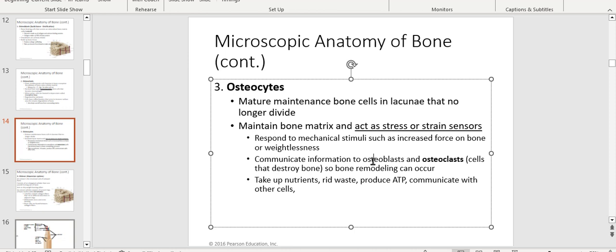Osteocytes communicate information to the osteoblasts and osteoclasts for bone remodeling, take up nutrients, rid waste, and produce ATP, adenosine triphosphate, your energy molecule. They also communicate with other cells. So these guys do a lot.